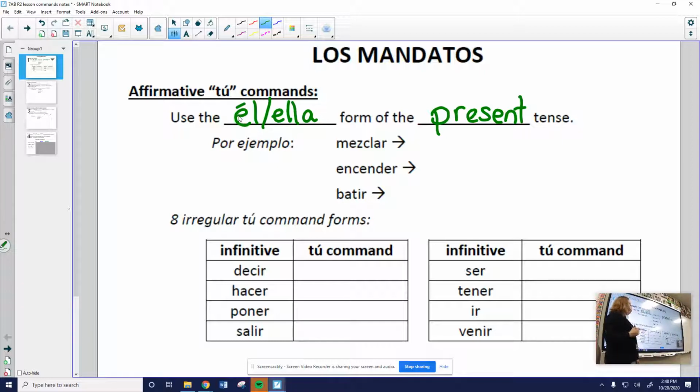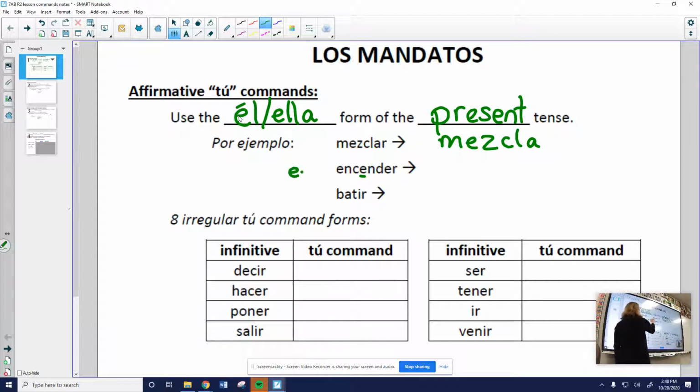For ejemplo, mezclar, encender, batir. These are some cooking verbs. Mezclar, mix. Encender, turn on. Batir, beat. Like mix it really fast. I would use the él/ella form of the present tense to give somebody a command, like mix the chocolate chips in. I would say mezcla. Mix in the chocolate chips, mezcla.